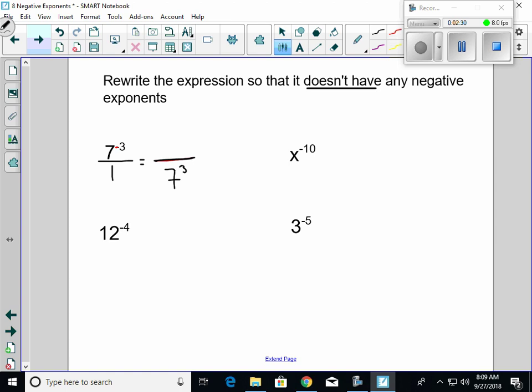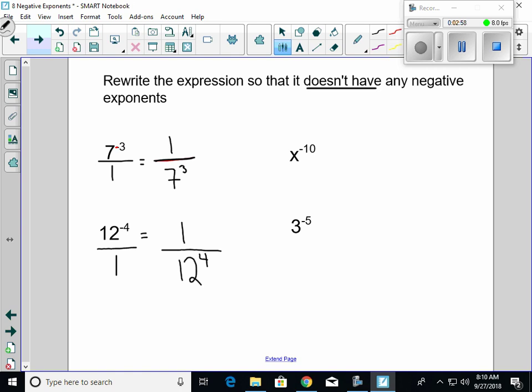Now don't ever leave the top blank. If you don't have any numbers there, you're going to put a 1 on top. Okay, and that's it. That 7 was in the numerator. It should have been in the denominator. Same thing down here. That negative 4 is telling me, flip that 12 to the denominator. And when I switch it, I'm going to make the exponent positive.